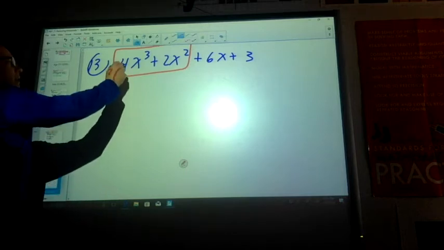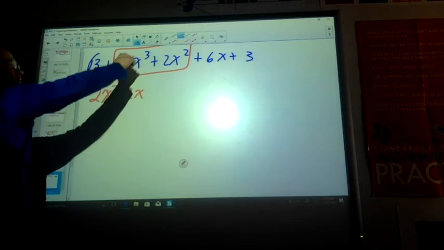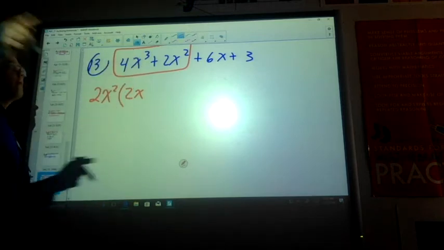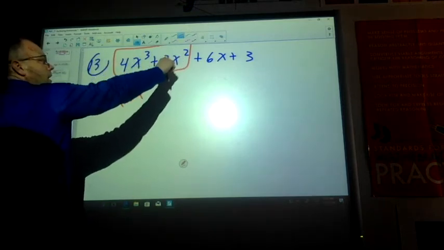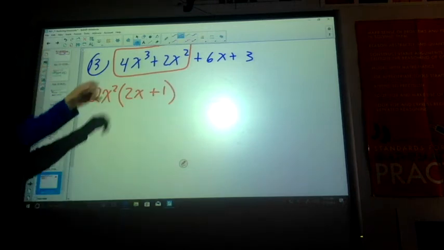So if I factor that out, that means that this is the same thing as 2x. Because think about it. 2x squared times 2x is 4x to the third. Agree? And then if I factor a 2x squared out of here, I have to have 1 as a placeholder. Okay, so that's that part.